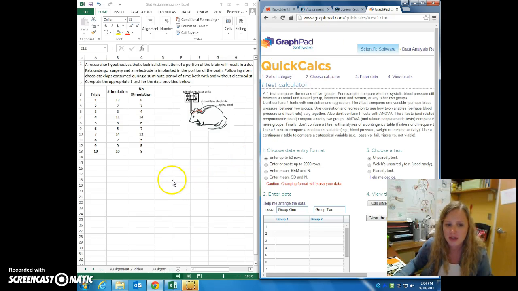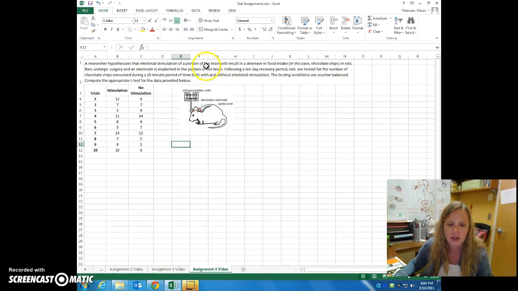So the Schoology says that you need to write a hypothesis. If I look at my scenario, it's a little different than yours. There's this rat, and there are some rats that have this electrode stimulation hooked up to their brain. Their hope is that this stimulation will cause a decrease in food intake. That's their hope. It may or may not, and then they need to check that and make sure.